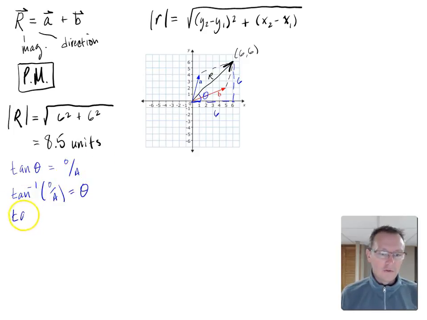Inverse tangent of 6 over 6, which is the same as 1, is equal to 45 degrees. You probably could have figured that out logically anyway, just knowing right triangles.